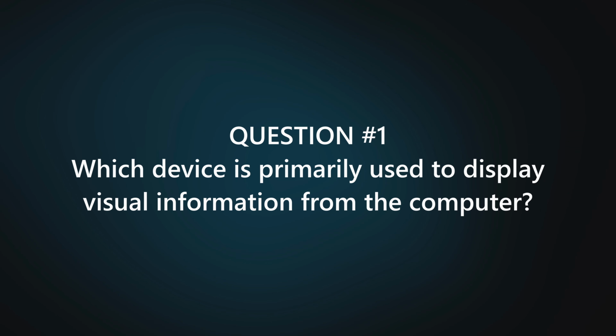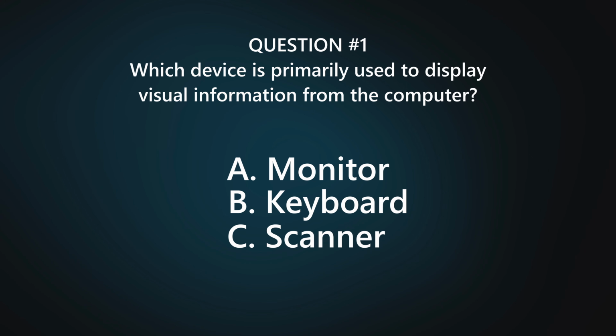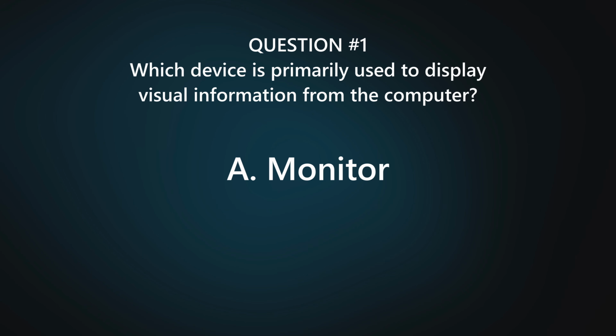Which device is primarily used to display visual information from a computer? A. Monitor. B. Keyboard. C. Scanner. D. Router. The correct answer is monitor.